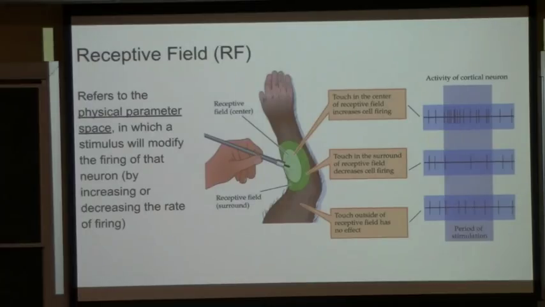Receptive fields is the physical area on your skin or in hearing. It could be anywhere, but it's where the stimulus actually modifies the firing rate of your neurons. So in this example that he provided, if you touch the center of the receptive field of this particular neuron, it increases its firing rate. If you touch around it, it'll decrease it. And if you're completely outside the detection area of this particular neuron, you don't change its firing rate. Basically, it just changes the firing rate of that particular neuron.